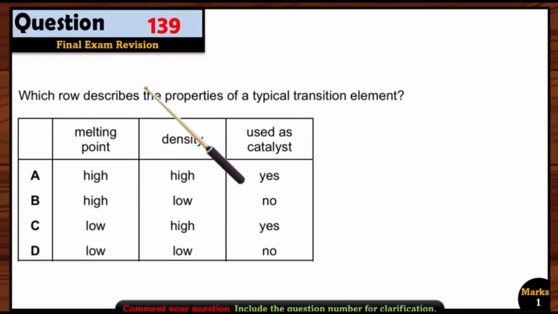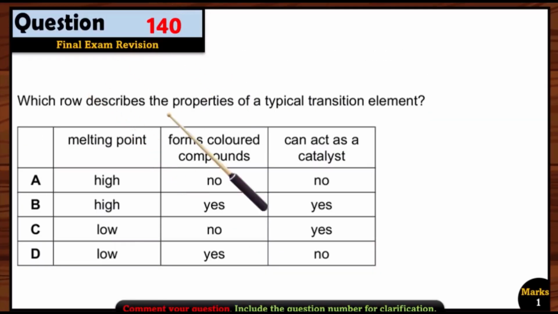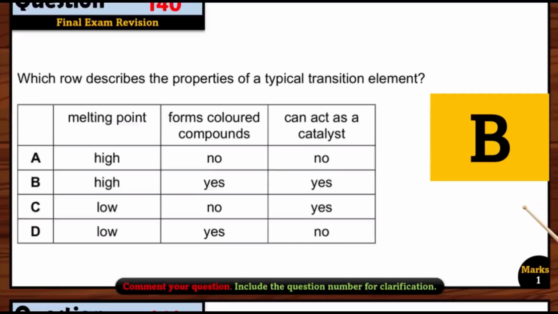Question 139. Which row describes the properties of a typical transition element? Melting point, high, yes. Density, high. Use as catalyst, yes. So option A is correct. Question 140. Which row describes the properties of a typical transition element? Again, melting point, high. Form colorful compounds, yes. Density high, yes. So we are just left with option B. Catalyst, of course, yes. So option B is correct.